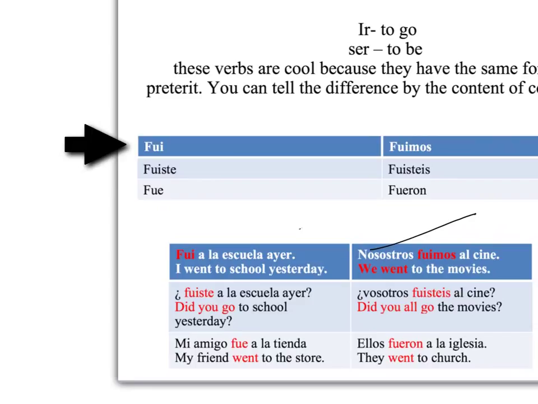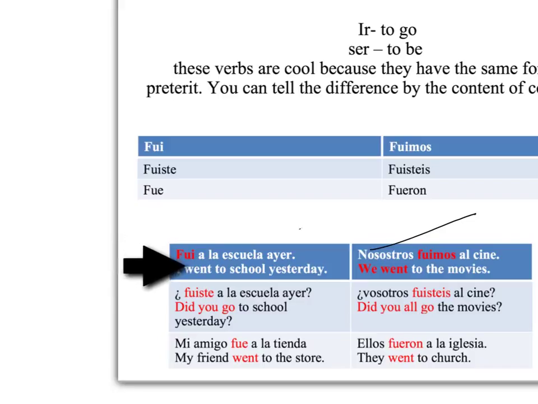So it goes like this. Fui, fuiste, fue, fuimos, fuisteis, fueron. And this is what I call the F word in Spanish because it begins with the letter F. Okay, and it's just a good way for students to remember. So let's take a look at some of the examples.